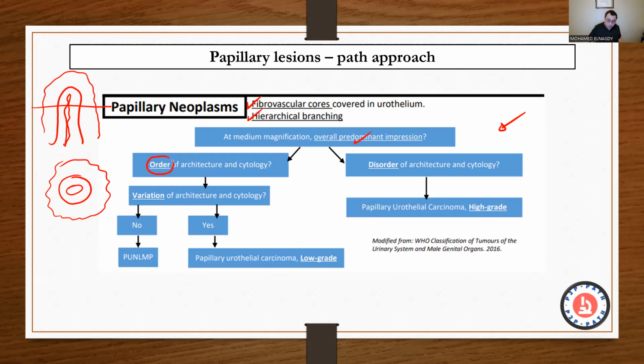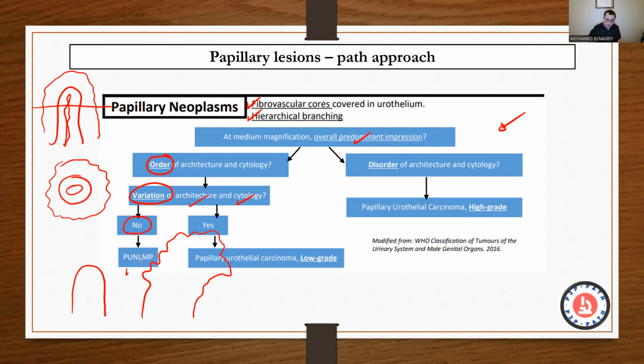Look at the order of architecture and the cytology, how the cells are arranged. Are they well arranged or they're here and there? This is what I mean by order of cytology. And order of architecture means, do you see a finger like this, or do you see a finger with branchings like this? This is what I call the order of architecture. So is there any variation of architecture and cytology?